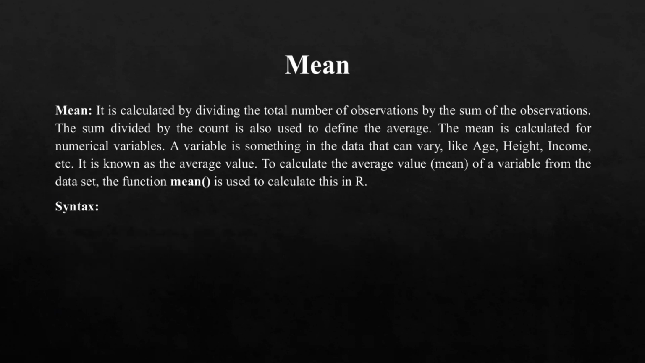So what is actually the mean? It is calculated by dividing the sum of observations by the total number of observations. The sum divided by the count is also used to define the average. The mean is calculated for numerical variables. A variable is something in the data that can vary, like age, height, income, etc. It's known as the average value.